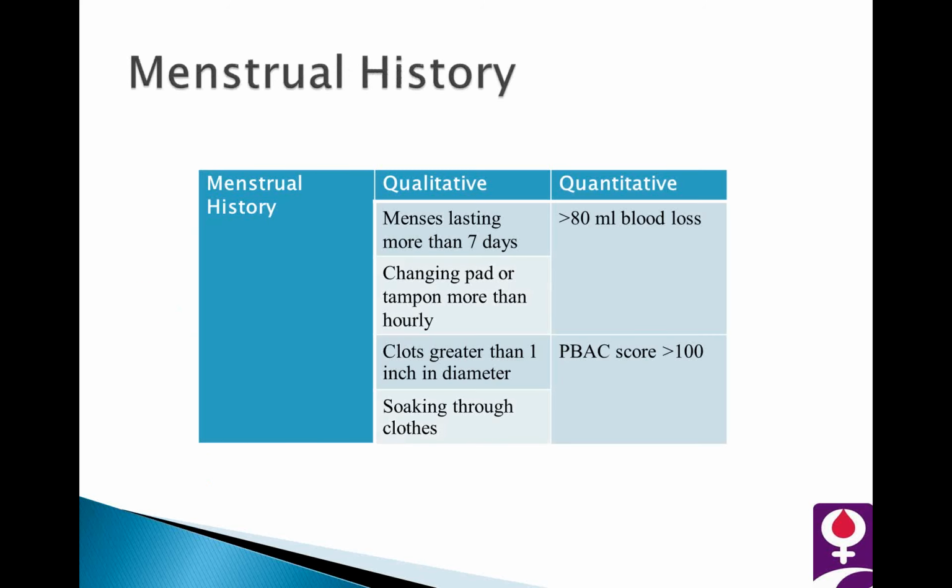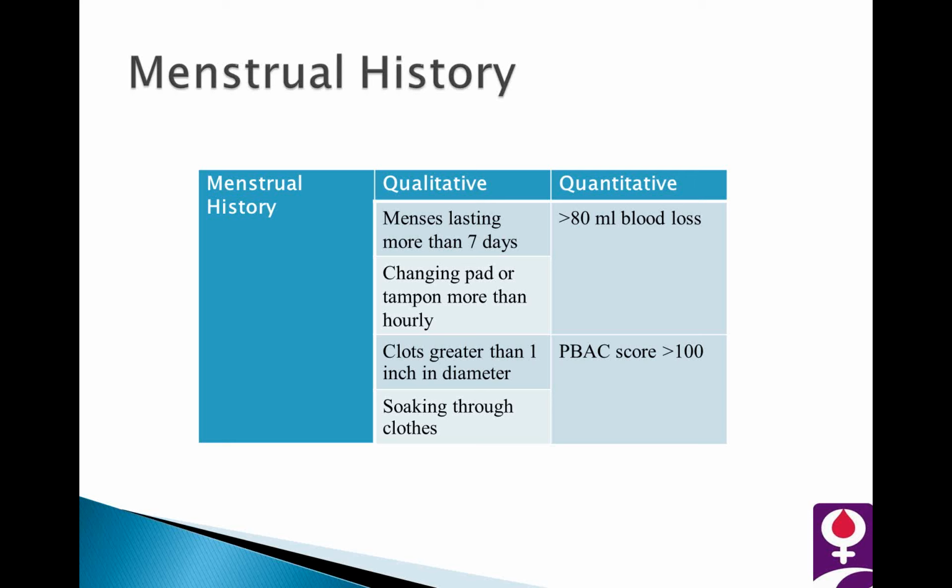So let's go into detail about the menstrual history just briefly. We can break this up into two different categories of qualitative questions and quantitative questions. If someone has menstrual cycles lasting more than 7 days, that should raise an eyebrow. If they're changing a pad or tampon more than hourly, that should also raise an eyebrow. If they're passing clots greater than 1 inch in diameter, again, cause for concern, and then certainly soaking through clothes or bedding at night during their menstrual cycle.